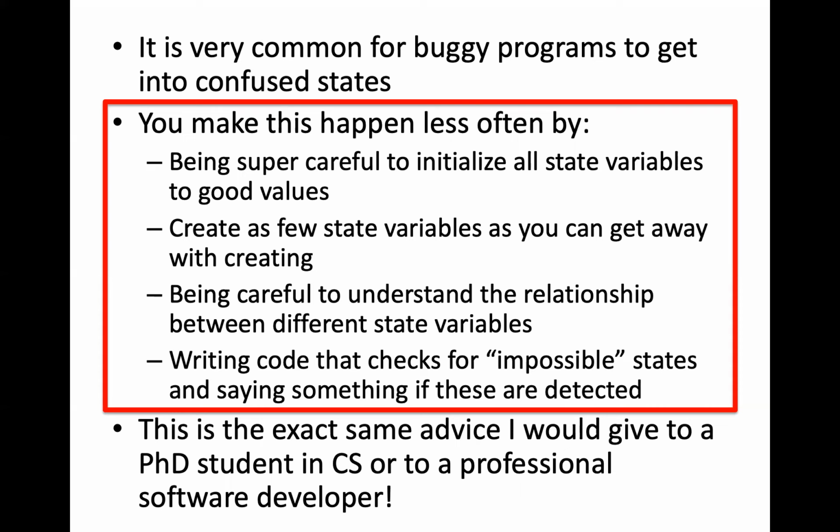You have to be super, super careful to understand the relationship between different state variables. And it's often a good idea to write code looking for impossible combinations of states. So for example, the light is on and also burned out, and then just exit the program or print something like, hey, there's a problem when you detect these kinds of states. And so this is, I think, really very good advice for people at your stage, but it's also exactly the same advice I would give to somebody writing computer code professionally, for example, for a car company, or for somebody who's doing research in computer science. This applies at all levels of experience, at all levels of capability, and it's good advice.